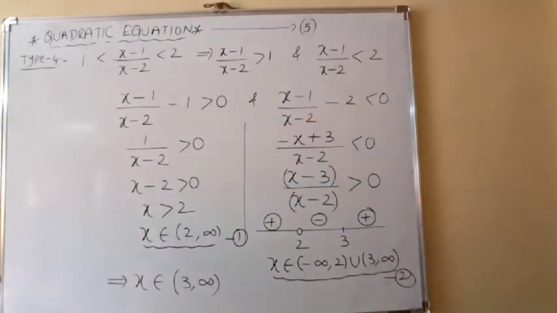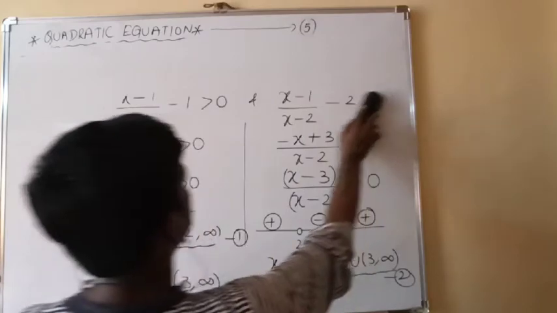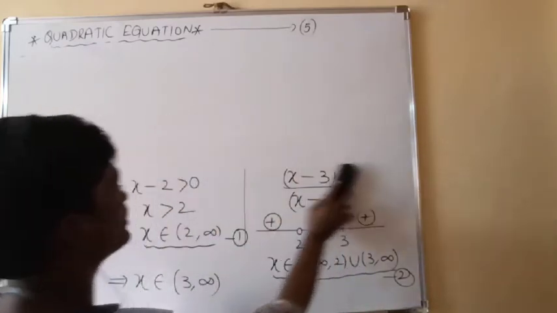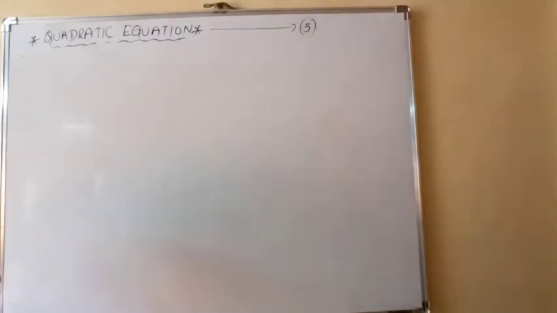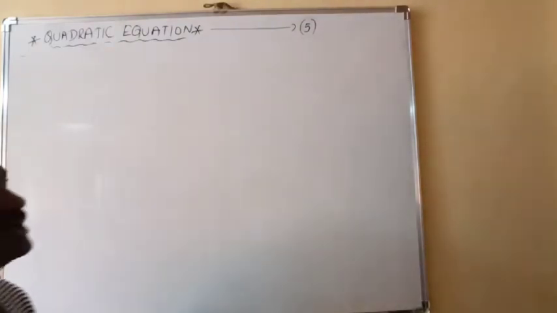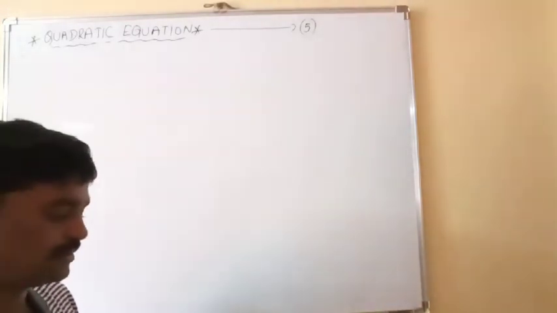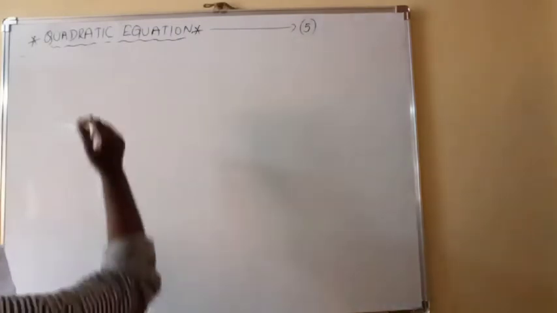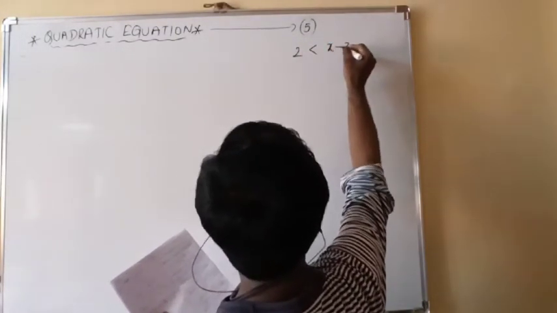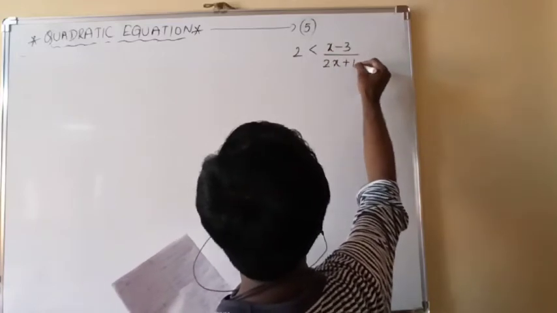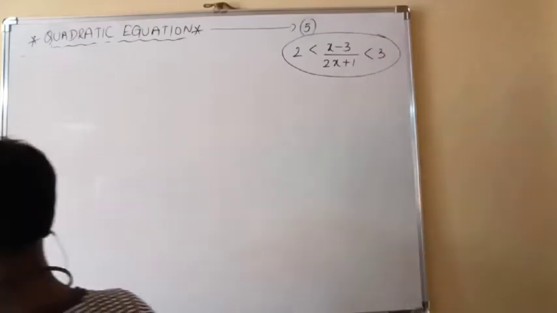Next concept. So these are the 4 types of inequalities. Type 1, type 2, type 3 I discussed in the 4th session. This is type 4, I discussed in the 5th session. And you try to solve this problem as homework: 2 less than (x minus 3) by (2x plus 1) less than 3. Try this problem.